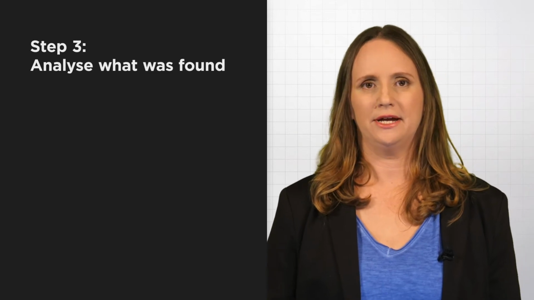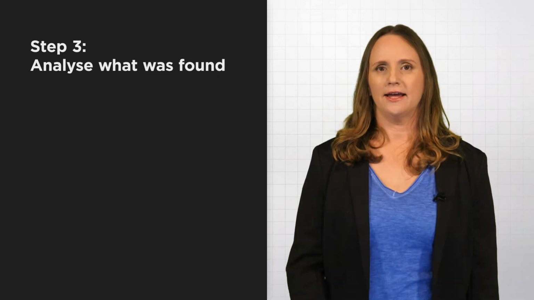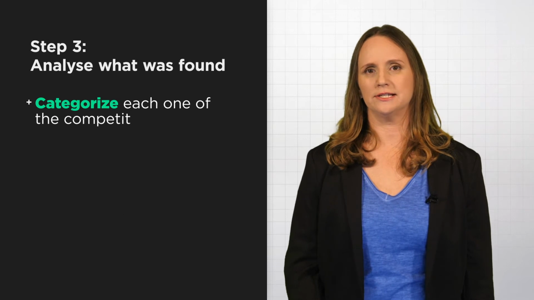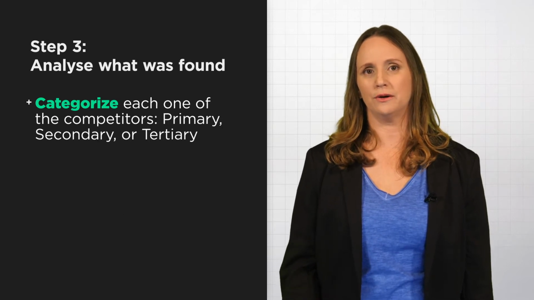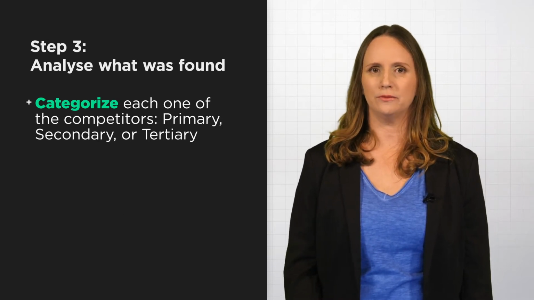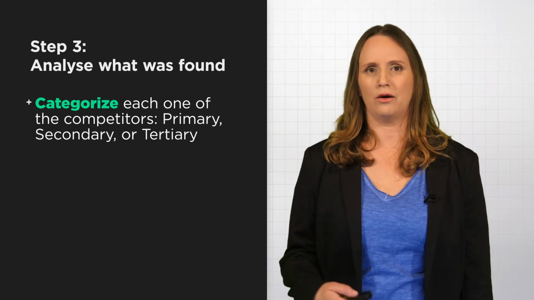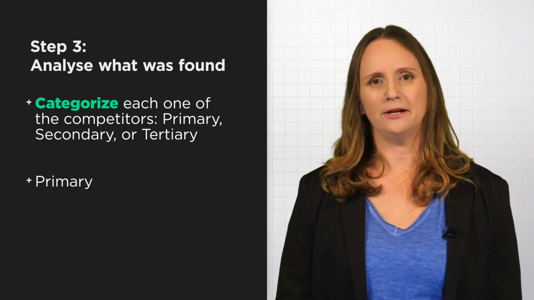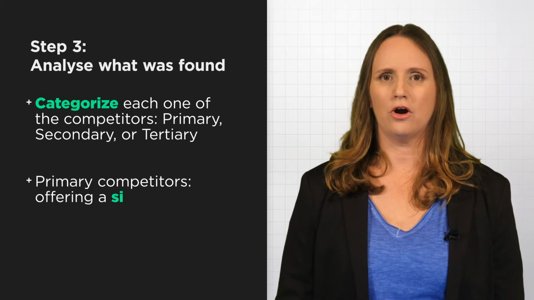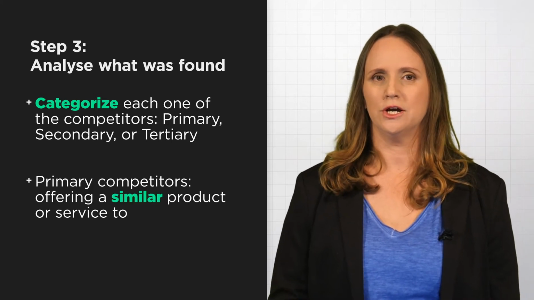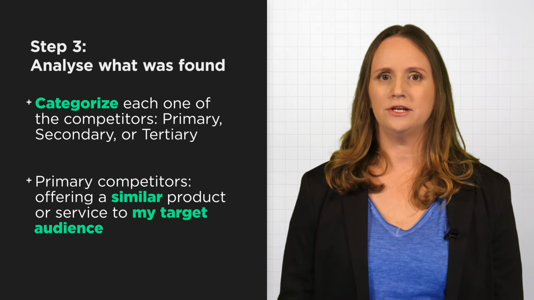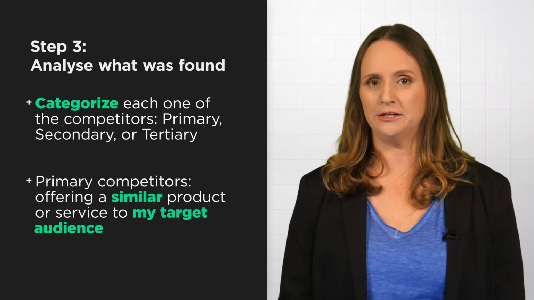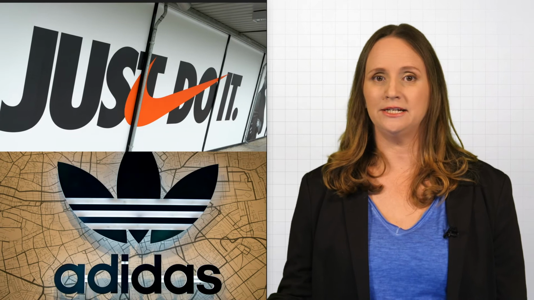Our third step is to analyze what we've found. Categorize each one of the competitors as a primary, secondary, or tertiary competitor. This will help us better determine how they all relate to our offering. The primary competitors are the ones that are closest to me, offering similar products or services to my target audience. These are brands that my customer may compare me to. For example, Nike and Adidas are primary competitors.